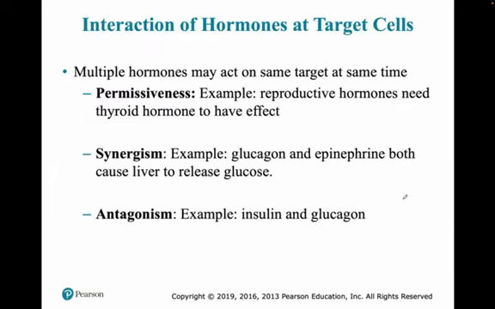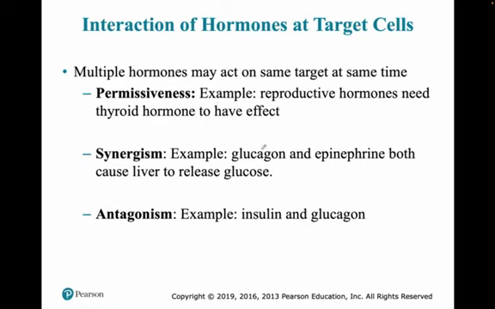All right. Now, interaction of hormones at target cells. So, three ways this interaction can happen. Firstly, permissiveness, as the term is telling you, means there is a permission to do something. What is it? So, reproductive hormones need thyroid hormone to have an effect. Reproductive hormones cannot create their effect properly if we do not have enough thyroid, if that makes sense. So one has to be present substantially in order for the other one to work.